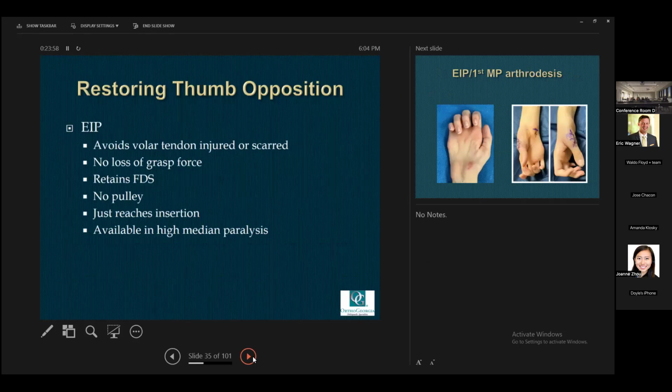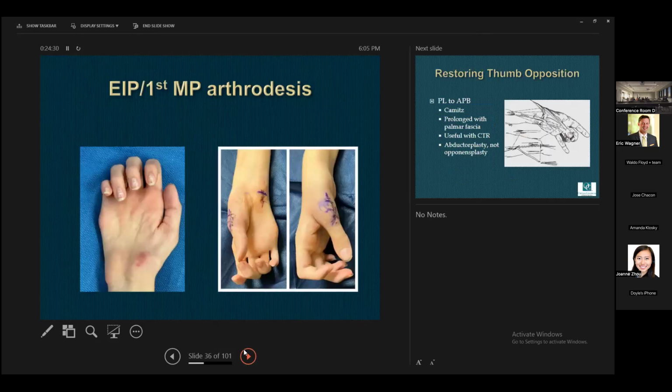Often when you have a low median paralysis, there is scarring about the volar wrist. The FDS may have been injured. So this brings in an uninjured tendon. There's no loss of grip force. You retain FDS. There is no pulley, and it just reaches its insertion. You sometimes have to go a bit out on the hood to increase the length, and it's available in high median paralysis.